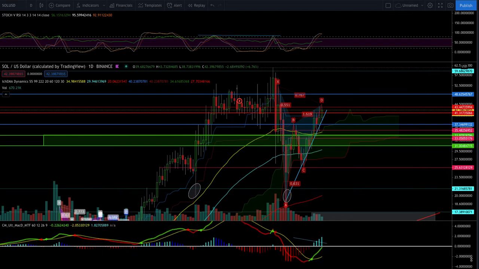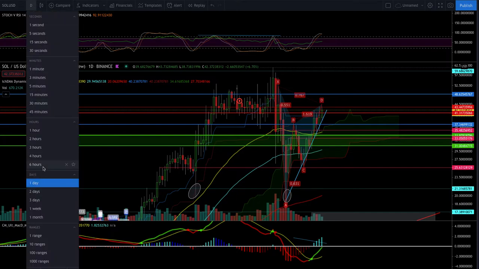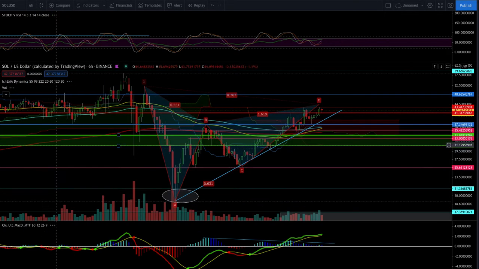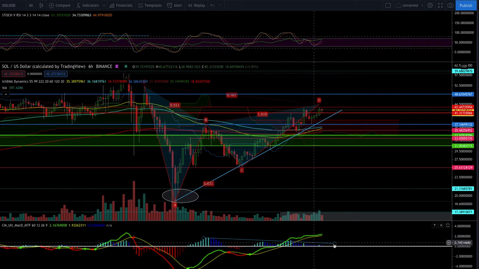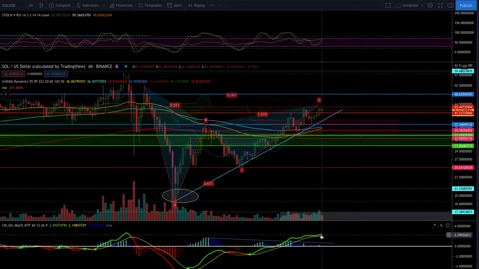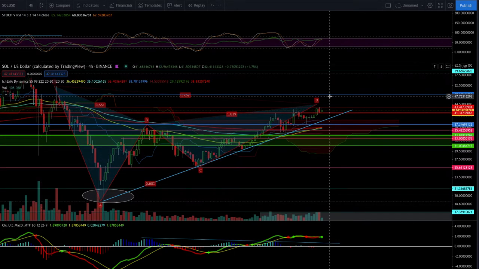Here doesn't look so bad on the MACD, but once you start zooming in a little bit more, say the 6-hour, this is where you really see the MACD starting to taper off. And we're about to cross over to the red side, so that's why I say watch out, guys, because we might have some sell pressure, and then the BTC action doesn't help.